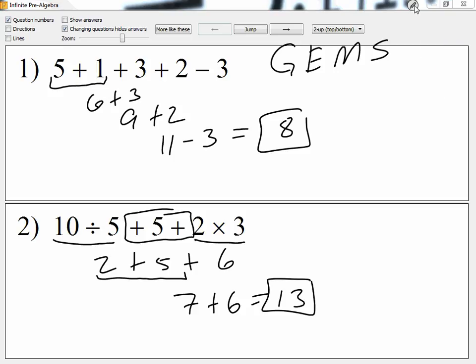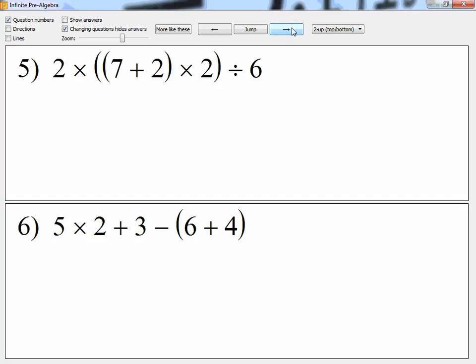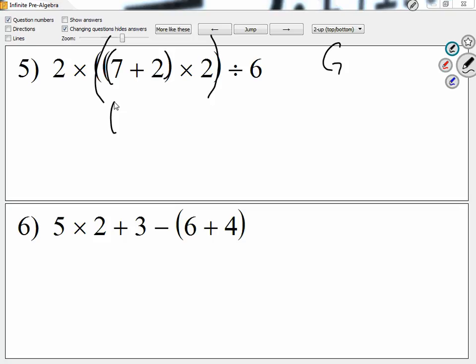Okay. So let's skip a few. Let me take a look at question number 5. So starting with groups, I have a big parentheses. You guys see it there. But inside the group, I have a smaller group. So we always work the smaller group first. So how much is 7 plus 2? 9. So in the big group, we have 9 times 2. How much is 9 times 2? 18.